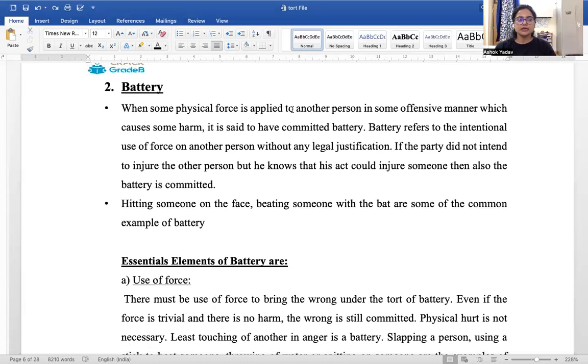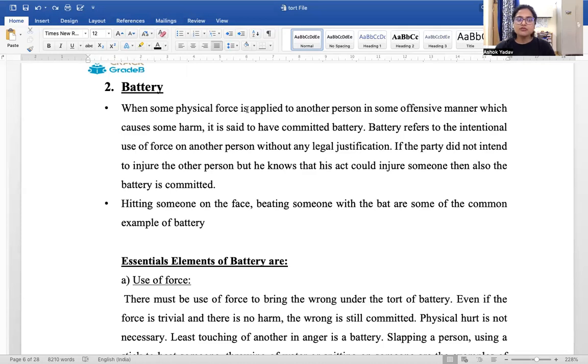Now we'll be studying battery. As we all know, under trespass, we read about assault, battery, false imprisonment, various. These are also basically kind of trespass only. So now we'll be studying battery. What exactly is battery? Let's see.